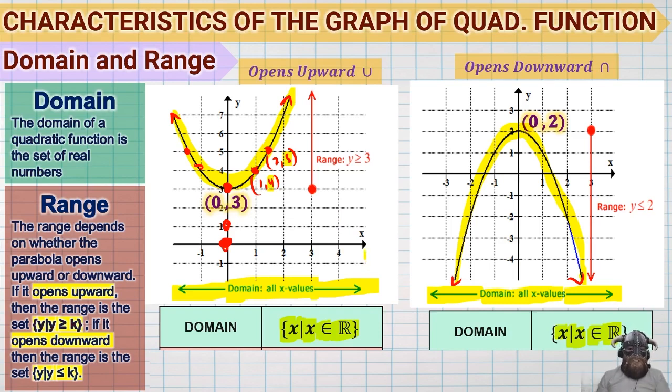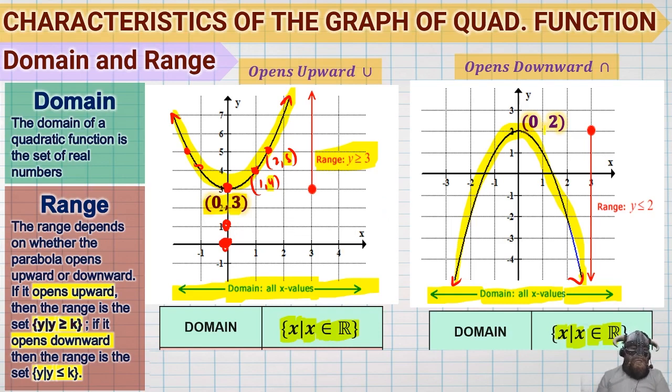So, how will you define the range? As you can see here, range is defined as y is greater than or equal to 3. Kasi nga, from the vertex is 0, 3, then pataas siya. Greater than or equal kasi kasama dun si 3. So, pataas siya. Kaya yung range natin is from positive 3, pataas. Kaya siya greater than or equal to 3.